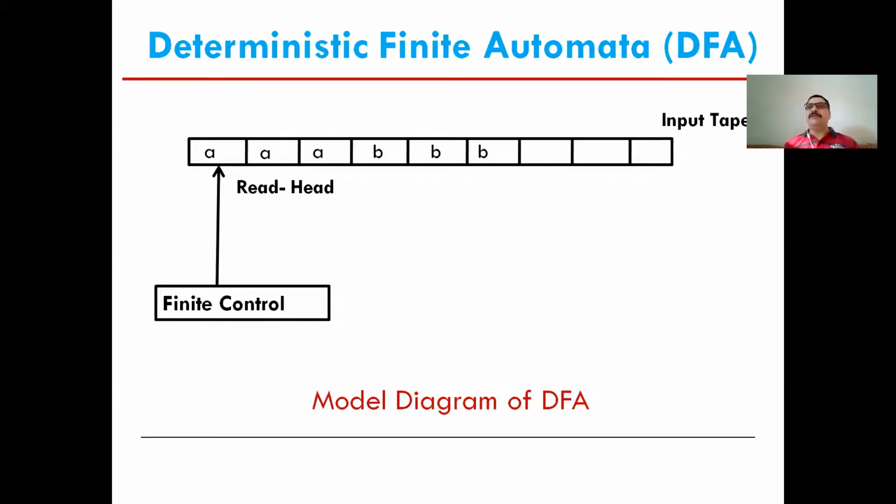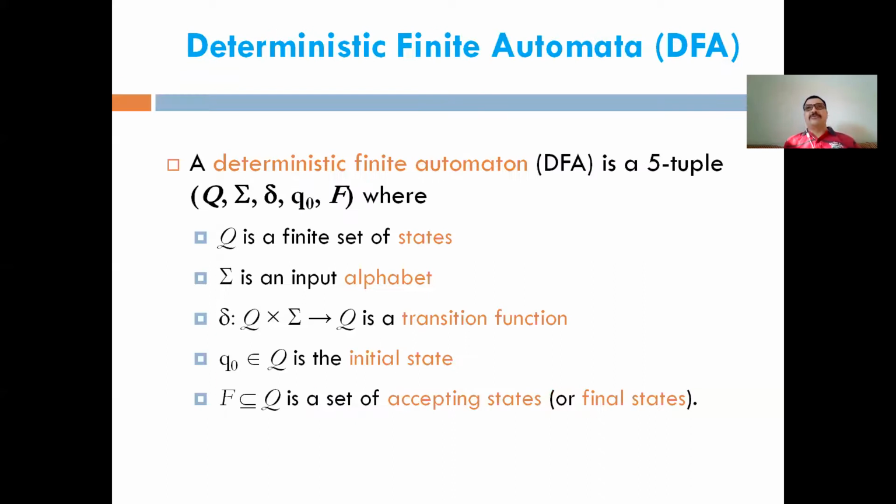And automatically, in case of deterministic finite automata, after reading one symbol, the head will move to the right direction automatically. There is no need to write or mention the direction here. The head will automatically move to the right. And third one is the finite control. The job of the finite control is to decide which state we have to move to. So this is the basic model of deterministic finite automata.